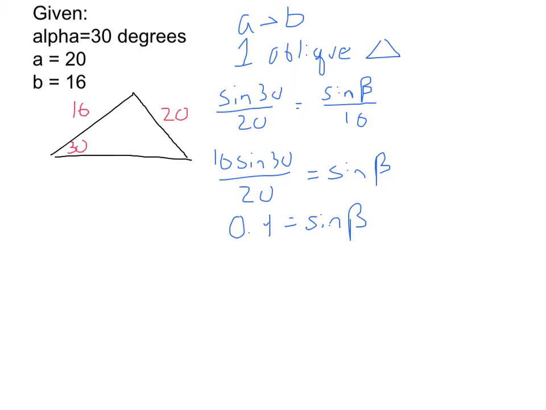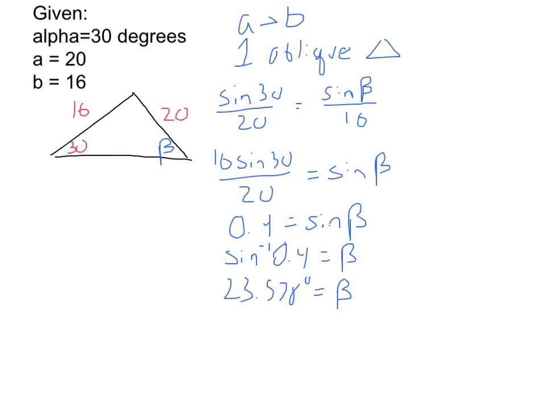Then if I know the sine of beta, I just need inverse sine to get beta. So inverse sine 0.4 is equal to beta. And my calculator again can tell me that that's 23.578 approximately. And this is in degrees. And so now I have beta. Beta is 23.578. Here's beta over here.